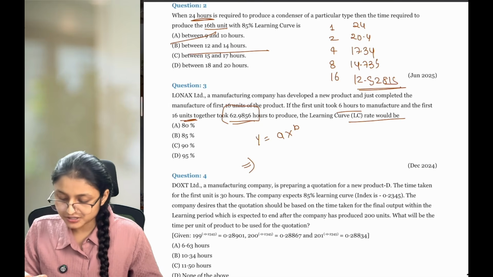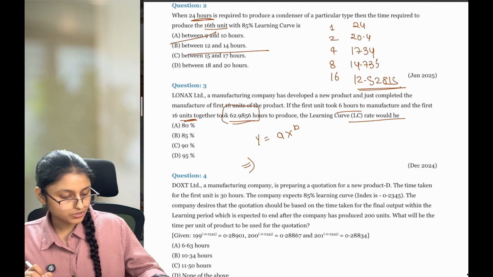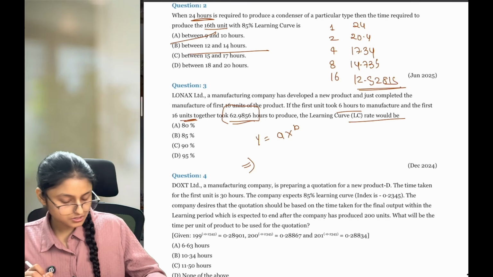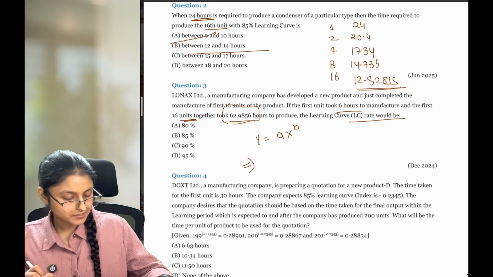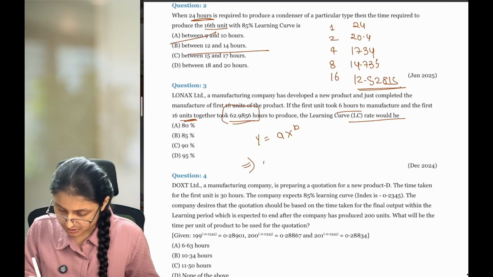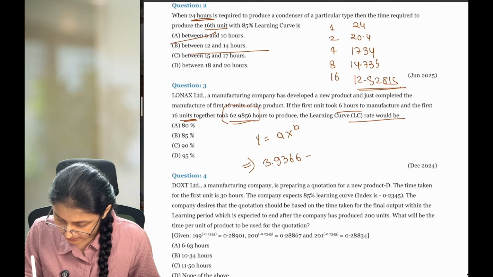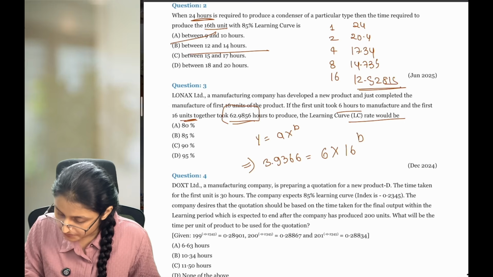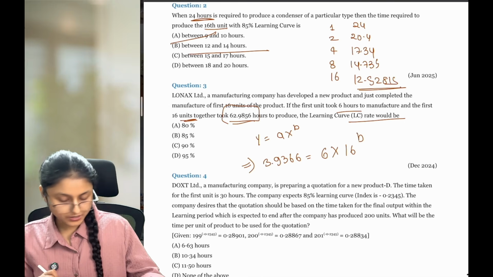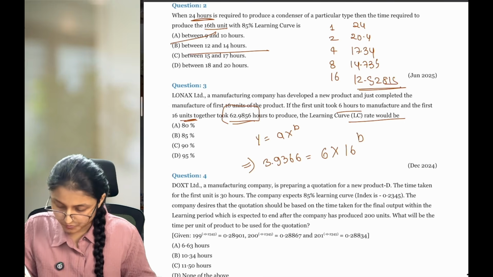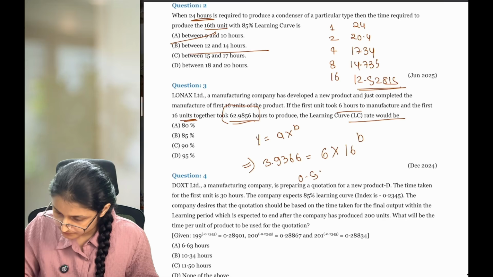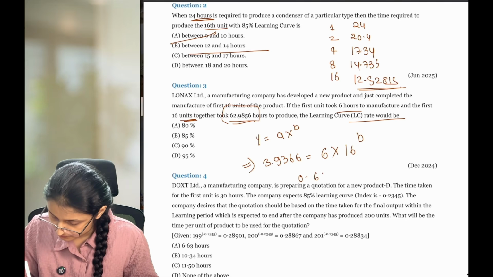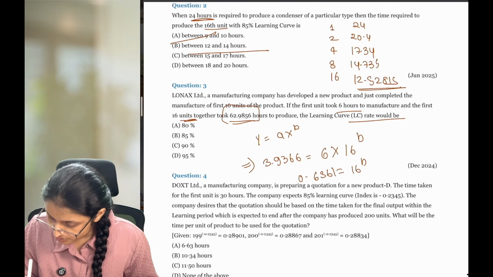So first I need the average time per unit for 16 units. So the total time for 16 units together is 62.9856, divided by 16 will give you the average time, which is 3.9366. A is your first unit time, which is 6, multiplied by x, which is 16 units, to the power b. Okay? So 3.9366 divided by 6 will give you 0.6561, which is equal to 16 to the power b.